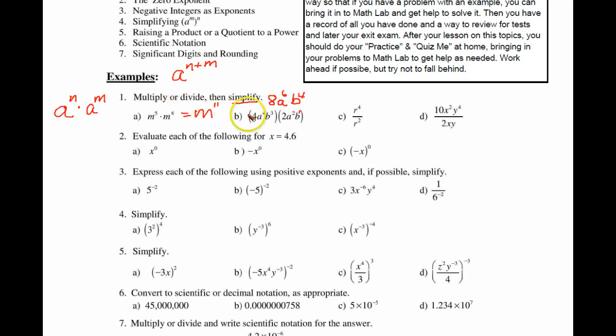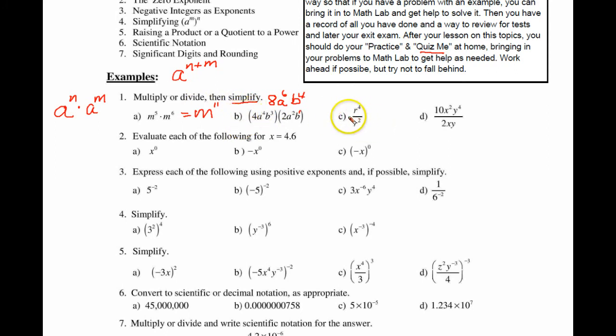So again, just a couple of examples that you will then use this rule in your practice, and later your quiz will help you develop mastery points for this objective.